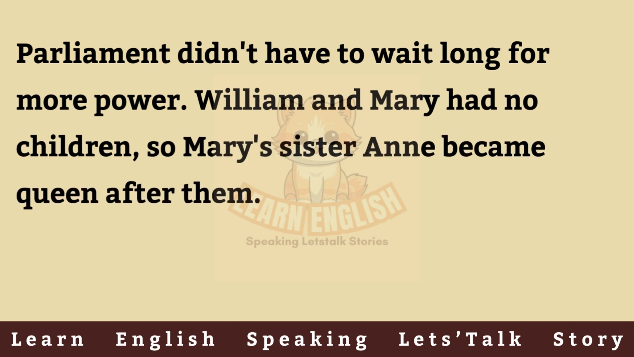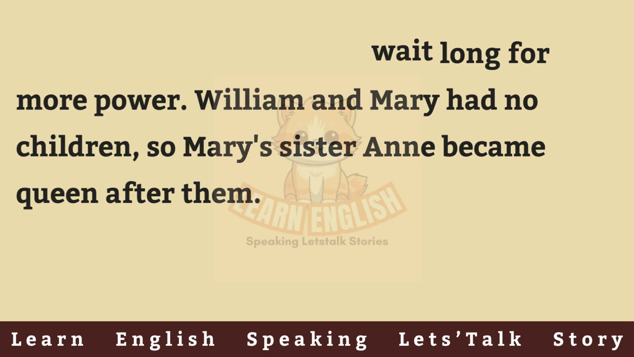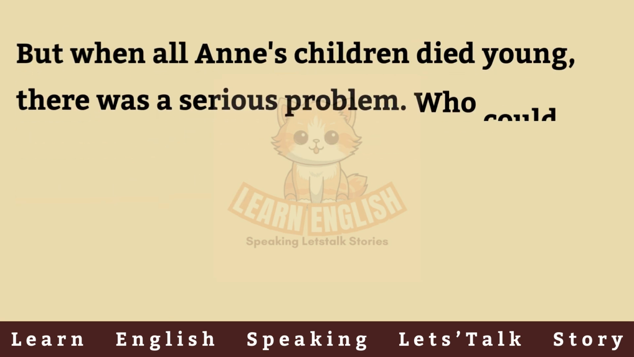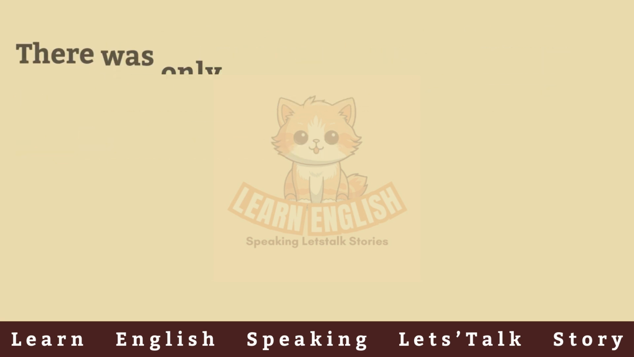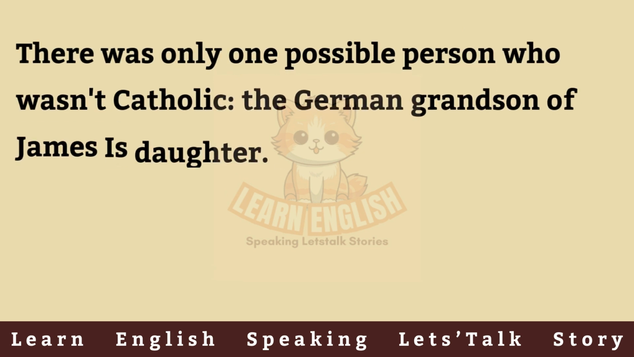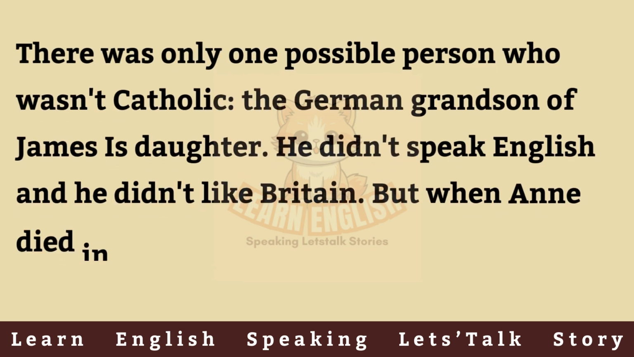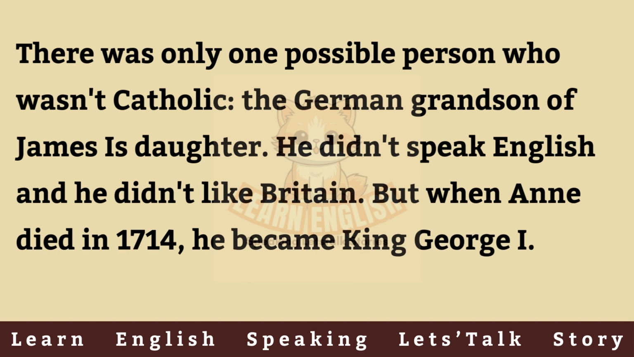William and Mary had no children, so Mary's sister Anne became queen after them. But when all Anne's children died young, there was a serious problem. Who could rule Britain after Anne? There was only one possible person who wasn't Catholic, the German grandson of James I's daughter. He didn't speak English and he didn't like Britain. But when Anne died in 1714, he became King George I.